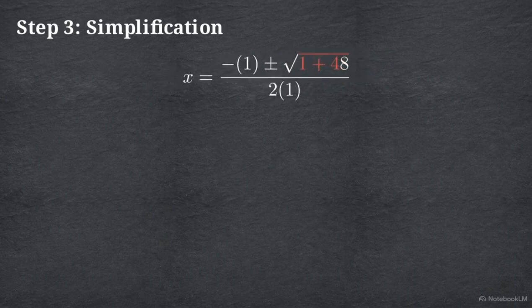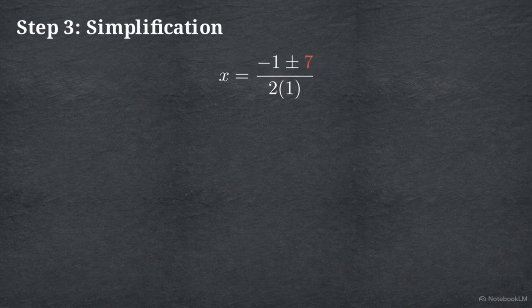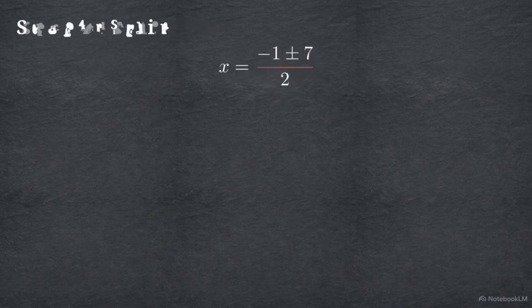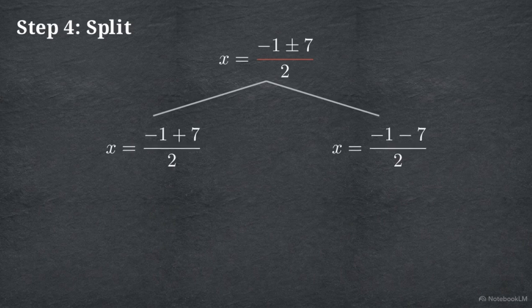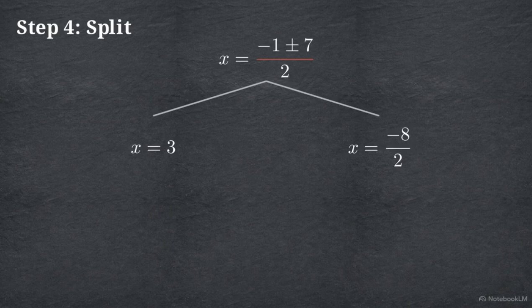We calculate the math inside the square root first, which becomes 1 plus 48, giving us 49. Then we multiply the denominator, 2 times 1, to get 2. Step 4 is the split. Because of the plus or minus symbol, our single equation now divides into 2 distinct paths. One path uses the plus sign, and the other uses the minus sign. On the left, negative 1 plus 7 is 6, divided by 2 gives us 3. On the right, negative 1 minus 7 is negative 8, divided by 2 gives us negative 4.